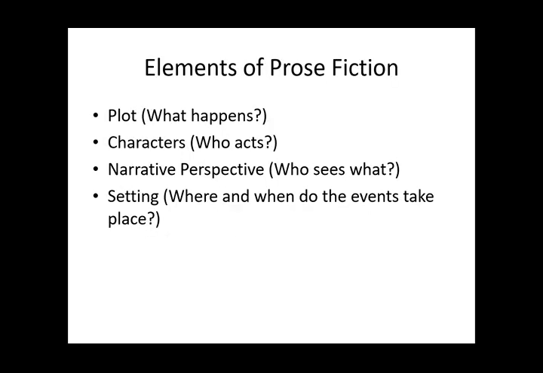So after talking about the general terms of the genre and some history of it, some forms of it, let us move on to the elements, the important elements of prose fiction. Now there are basically four, and you can see them on the screen. It's the plot, usually what happens; characters, who does what, who acts; the narrative perspective. The other word for it is the point of view, who sees what, like who is telling and how does it tell the story?